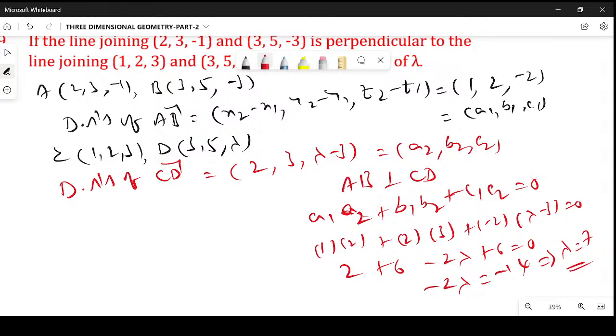Is it clear? Right, we do the next one now. Lambda is equal to 7 only. Next one.